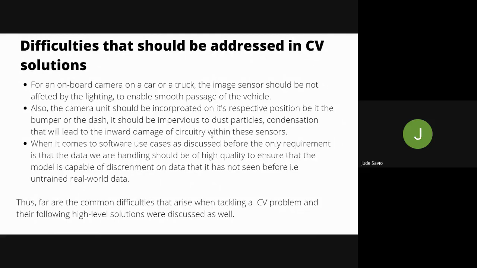We need variation in the data. We need a lot of examples for true positives. We need a lot of examples for false positives. And the model should be capable of discernment on the data that it has not seen before as well, which is basically ensuring good accuracy on data which is not being used in training, right? So thus far, these are the common difficulties that arise when tackling a CV problem, and the high level solutions are discussed here as well.